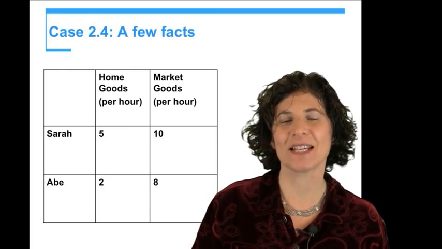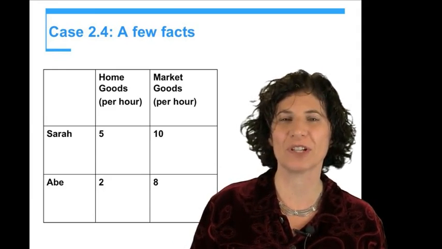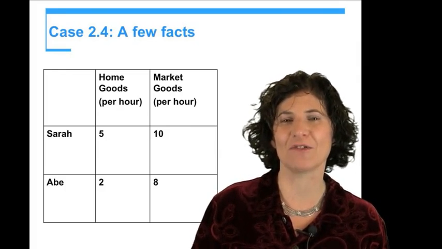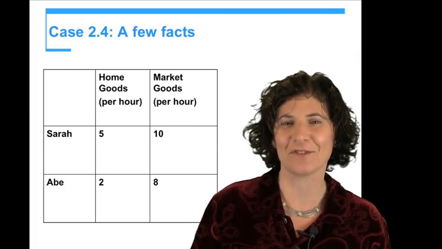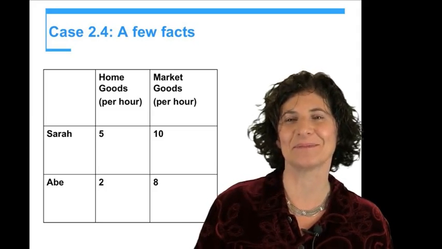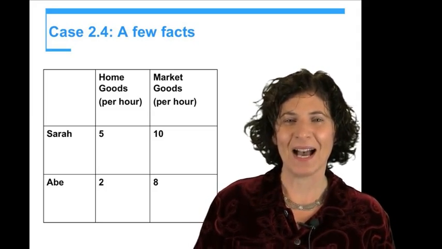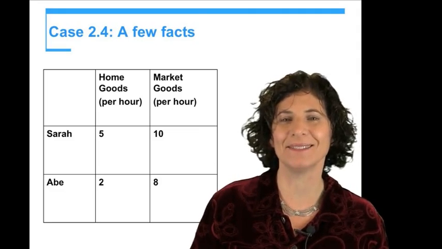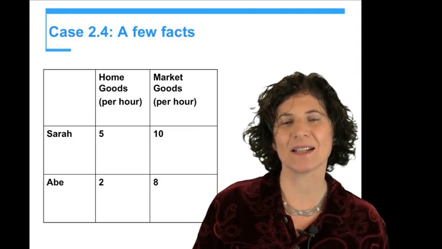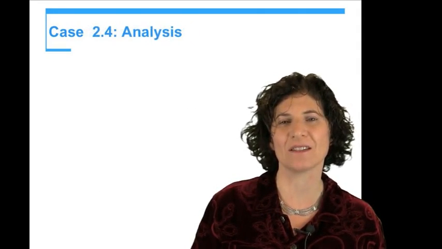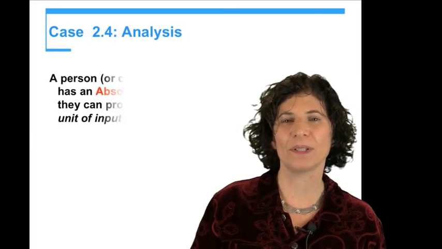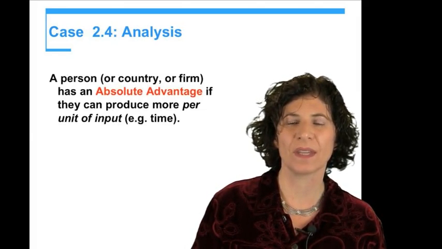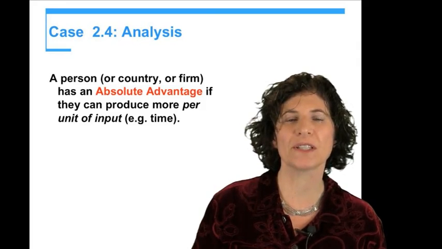The University of Pennsylvania has a long-standing rivalry with Princeton. So when I give this example to my students, I always say Abe was obviously a graduate of Princeton, but Sarah was obviously a graduate of the University of Pennsylvania. So that's why she is better at both tasks. Either way, let's give a formal definition to being better. The sense in which Sarah is better at both tasks is that she has an absolute advantage in each of these tasks. So let's give the formal definition. A person or a country or firm has an absolute advantage if they can produce more per unit of input.